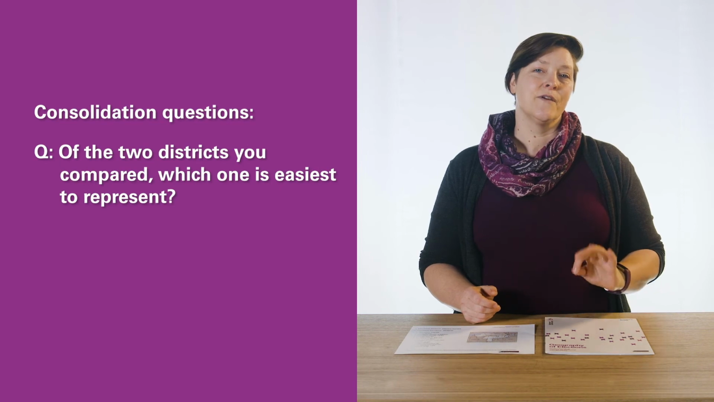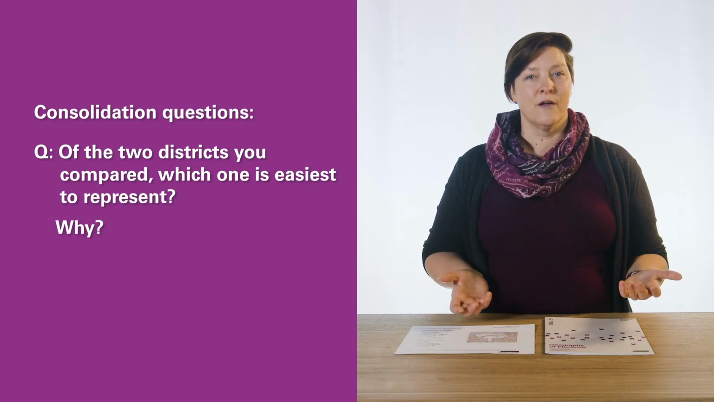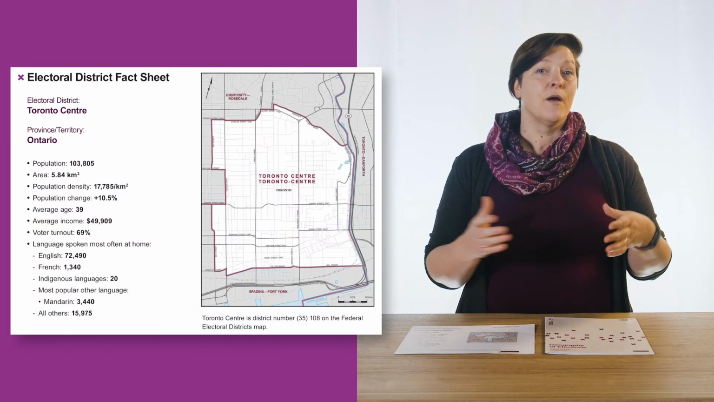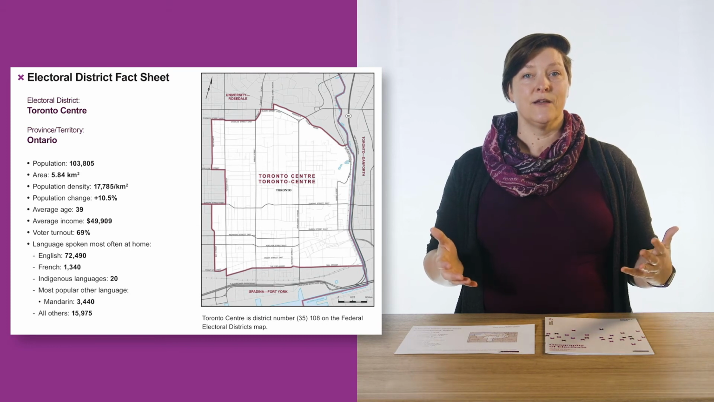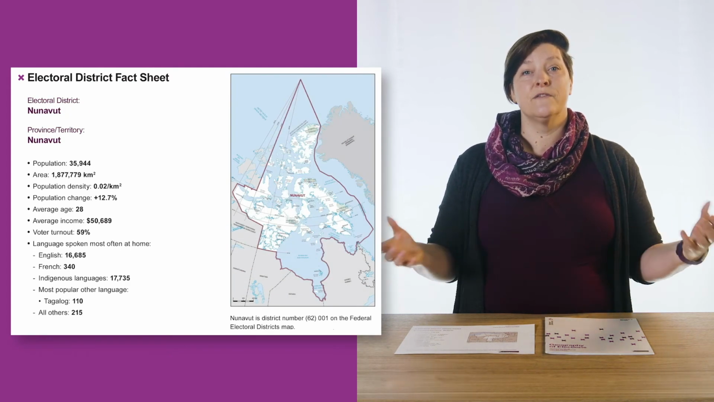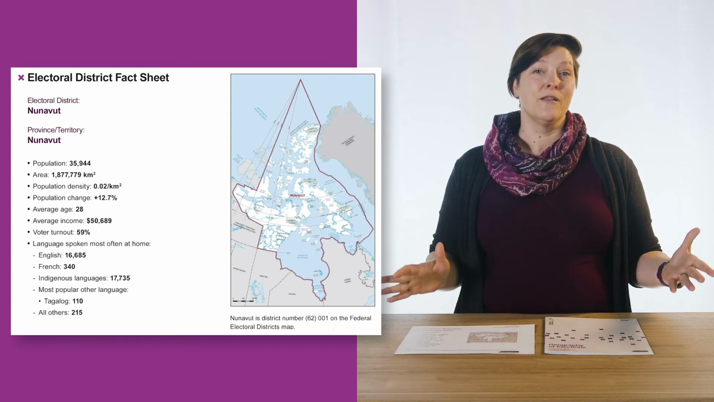Of the 2 districts you compared, which one is easiest to represent? Why? This question can lead to such rich discussion. If your riding is dense and urban, you can probably travel around it pretty easily on public transit, but if it's large and rural, you'll need to drive long distances, fly, or even snowmobile to get to all of it. And that's on top of the travel to Ottawa to sit in Parliament.